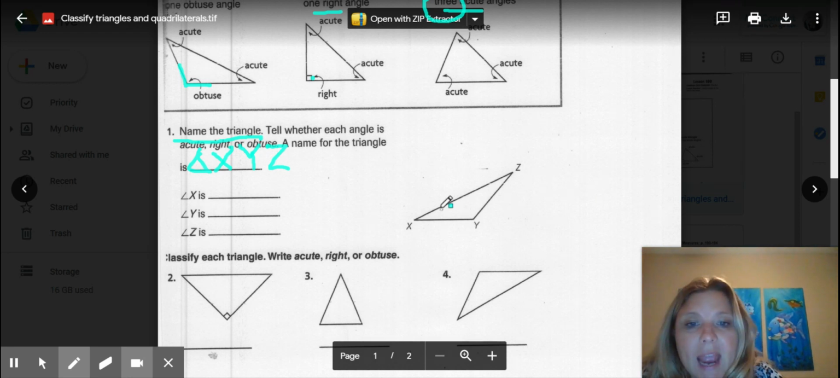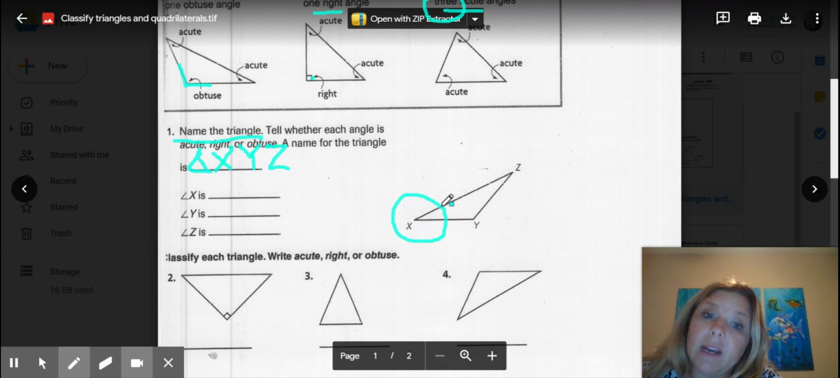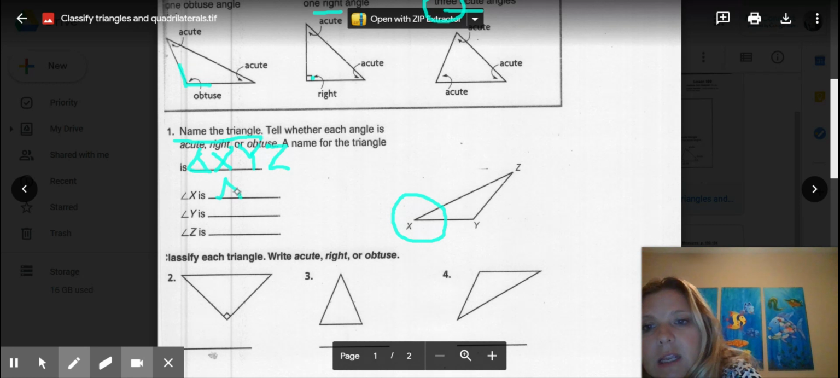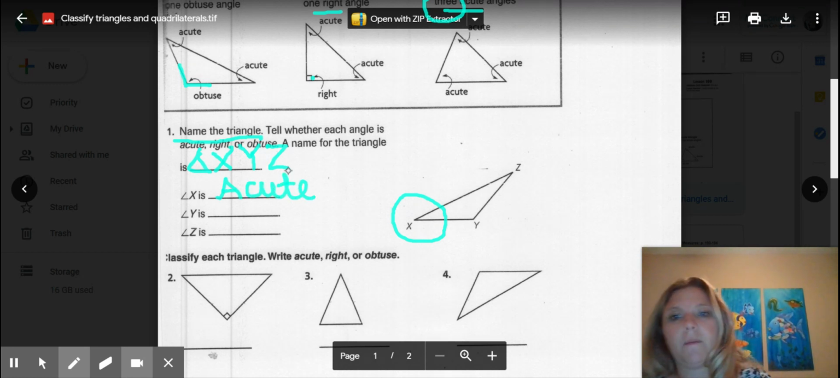Then I look at the angle of X and go, okay, well, what type of angle is that? Well, that's very much so smaller than 90 degrees. So I know that's an acute. So I would write acute right here.